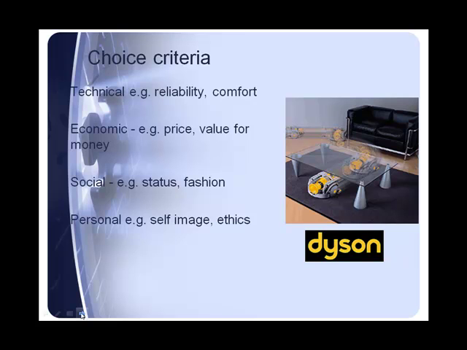Choice criteria. Technically, how reliable is something? Do you want a Dyson or a Hoover? What do you buy? How comfortable is it? Cars as well. Do you want something top of the range, or do you just want something small and quick so that you can actually go shopping? Economics, so what's the price like? Value for money. Social status and fashion.